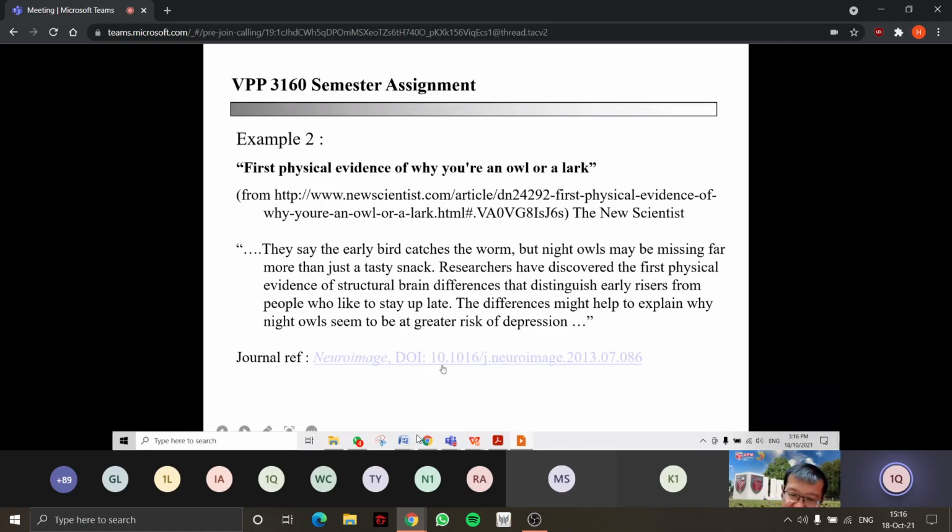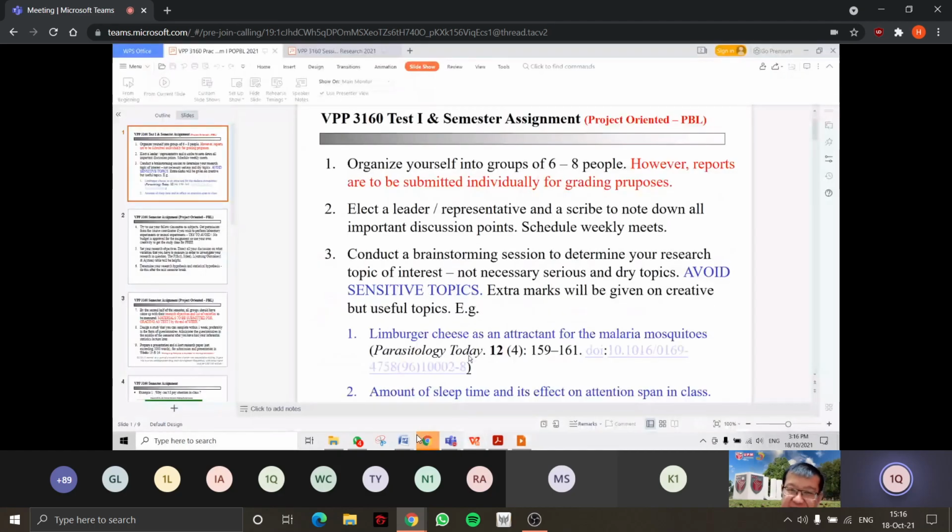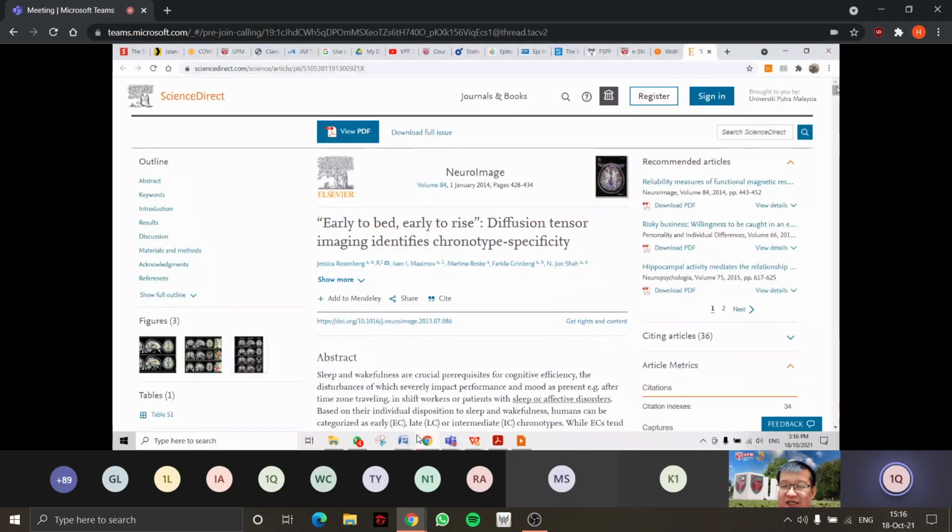But if you look at the original article, okay, this is the original article.